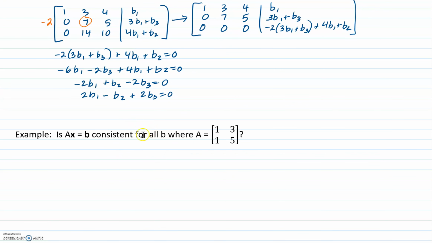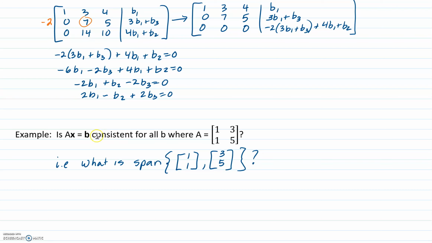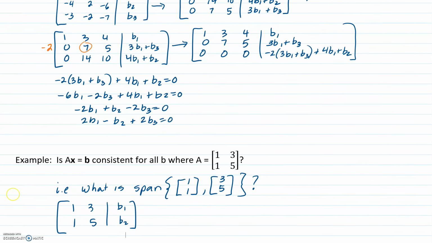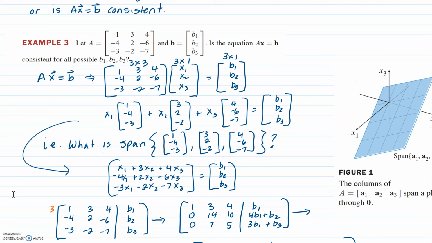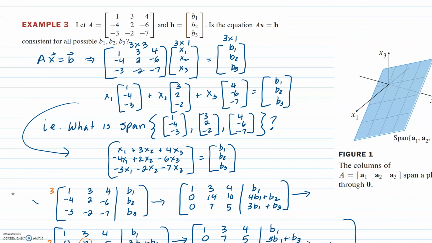So let's look at an example where it would span all B. So here's a simple example. Is AX equal B consistent for all B, where A is this 2 by 2 matrix? A simpler question. You can visualize it maybe a little better. And again, asking this question is going to be equivalent to asking the question, what is the span of the columns of A? So this time, I'm just going to start with the augmented matrix, but make sure you know the logic of the first one of why that is. It shows up here, but I'm just going to start right here.